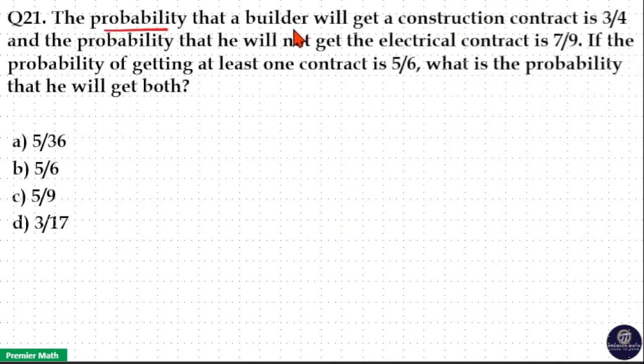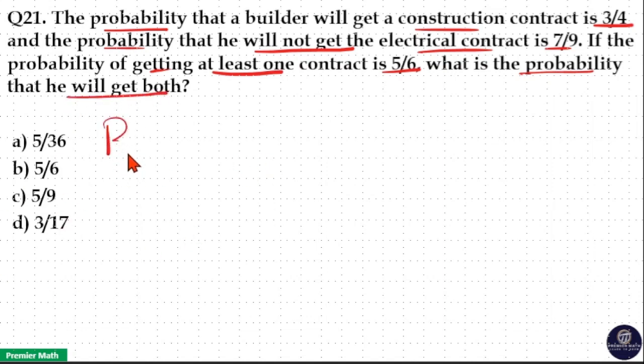The probability that a builder will get a construction contract is 3 by 4, and the probability that he will not get the electrical contract is 7 by 9. If the probability of getting at least one contract is 5 by 6, what is the probability that he will get both? Here, the probability of getting the construction contract is 3 by 4.